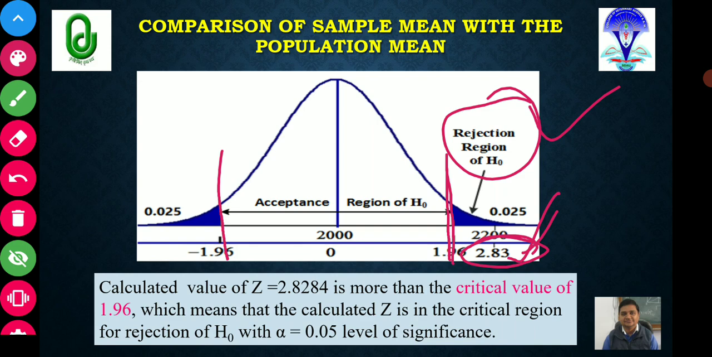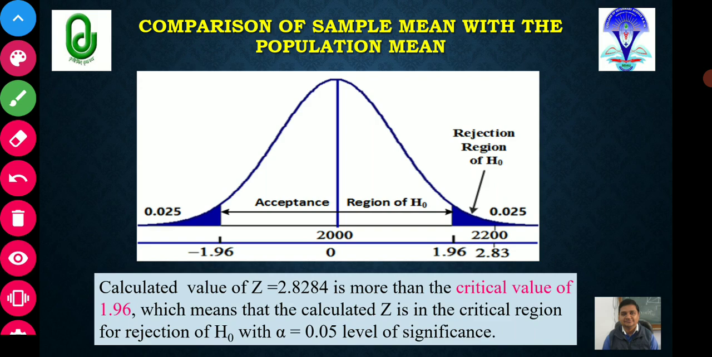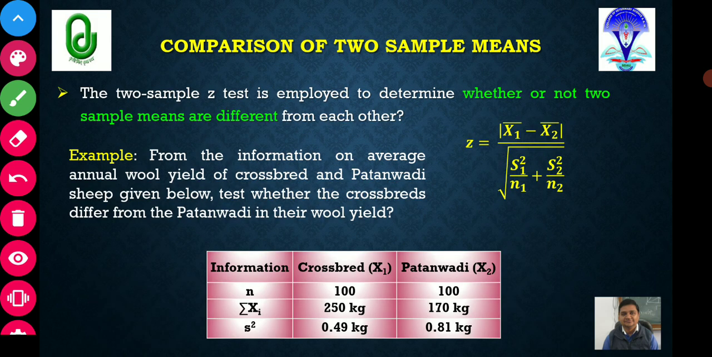So, the calculated value of Z is 2.828, which is more than the critical value of 1.96, which means that the calculated Z is in the critical region of rejection of H0 at the 5% level of significance. If you want to compare it at the 1% level of significance, you remember it was 2.57. Even in that case, we will reject the null hypothesis. So, this is how we have to test the hypothesis with the Z test of significance.